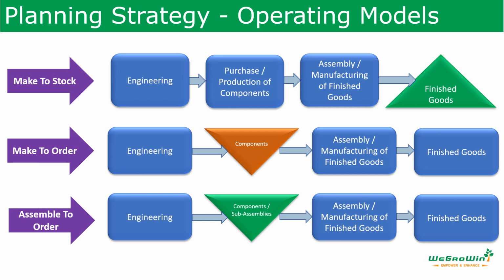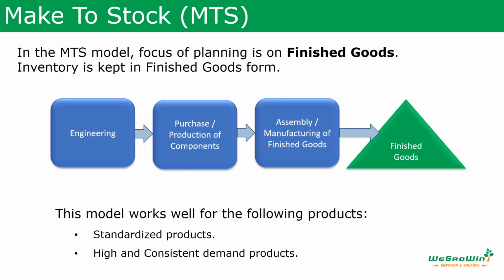In an assemble to order situation, we keep the components and sub-assemblies or modular products ready. So the components and sub-assemblies are kept based on the forecast or the expected stock level, and they will be assembled only after getting the order from the customer. So that is assemble to order, which means we keep component sub-assemblies ready in stock, but we convert them into finished product only on getting an order from the customer. In the MTS model, the planning is happening for the finished goods, where inventory is kept in the finished goods form. So the lead time will be less. This model works well for standardized products, high and consistent demand products.